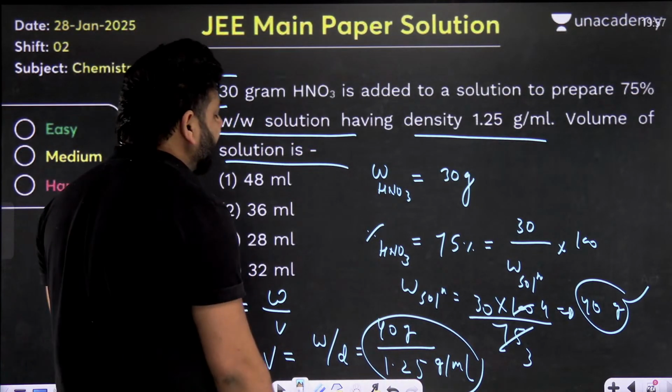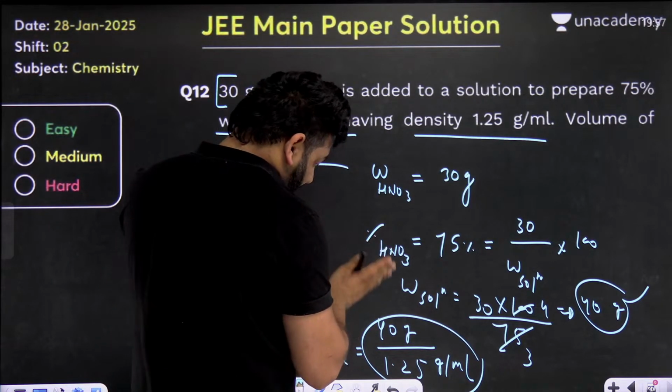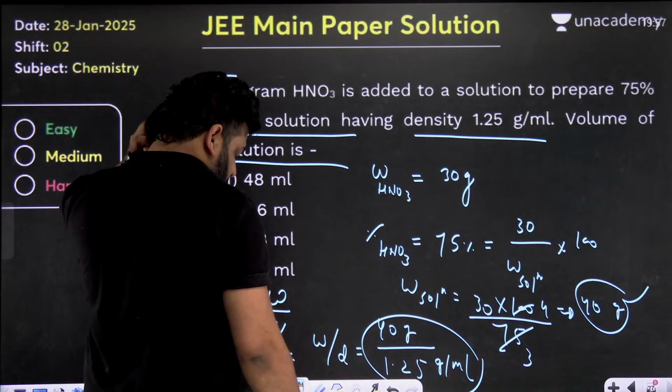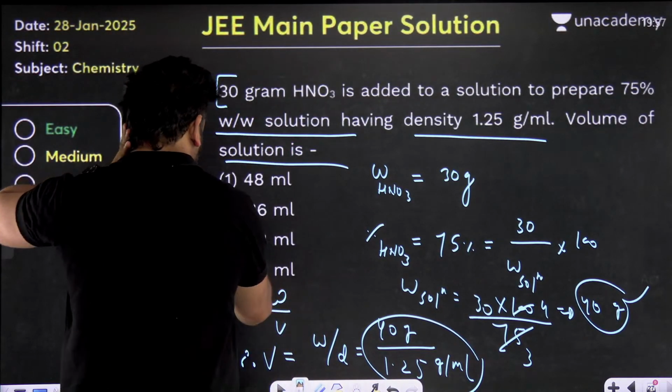So what is 1.25? It is 5 by 4. So this will become 5 there and 4 come. So 160 by 5. 160 by 5 will be 32, I guess. So 32 is the correct answer, option 4.